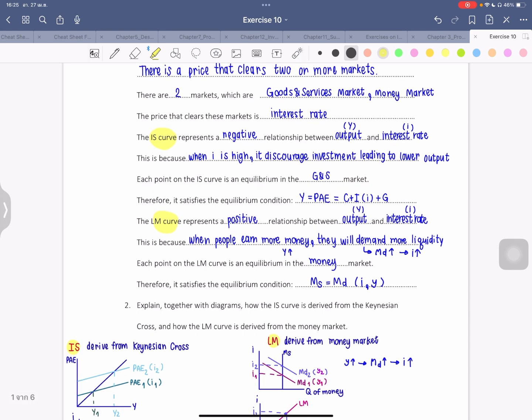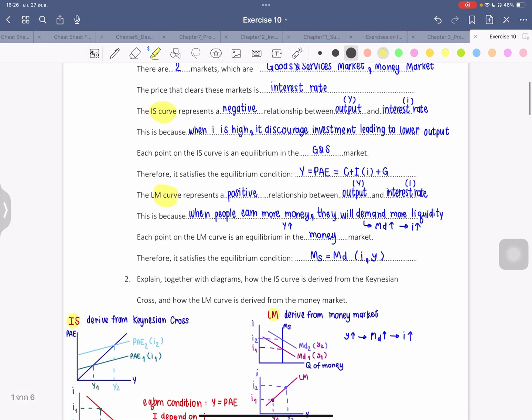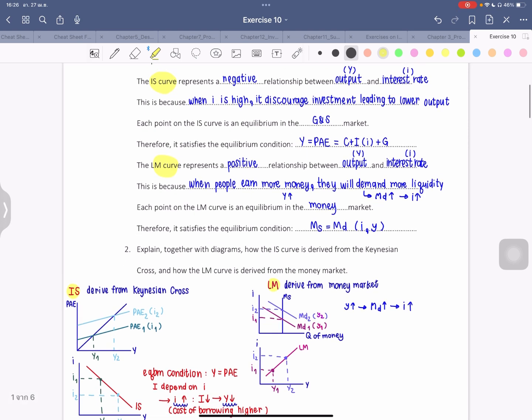This is because when i is high, it discourages investment, leading to lower output. Each point on the IS curve is an equilibrium in the goods and services market. Therefore, it satisfies the equilibrium condition, which is Y equal to PAE, equal to consumption plus investment plus government spending.